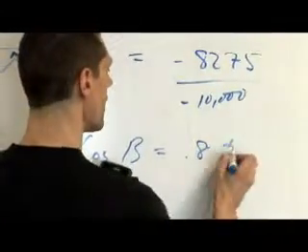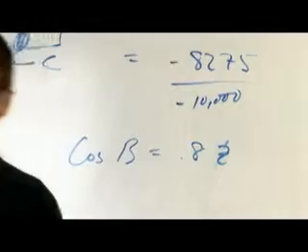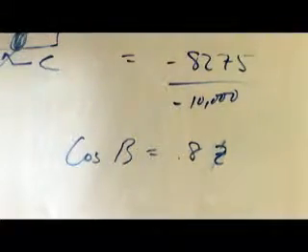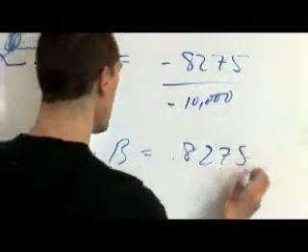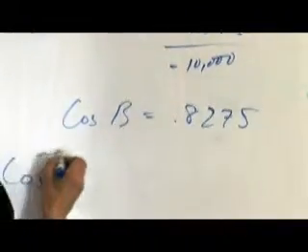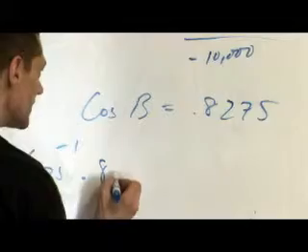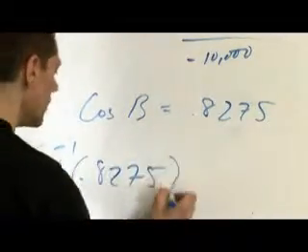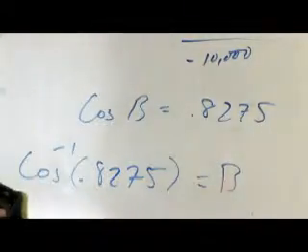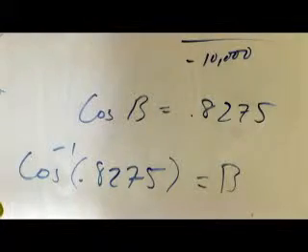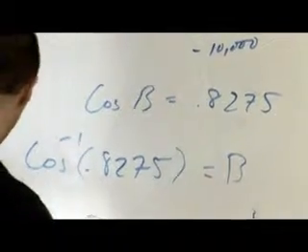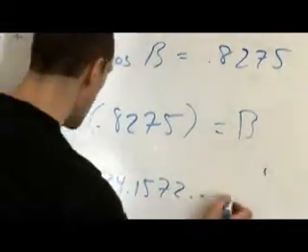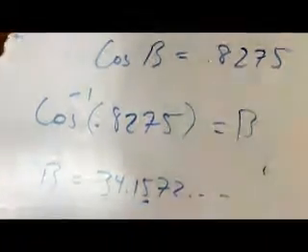0.8275. That means that the arccos of 0.8275 will equal B. And I'm going to punch that up right now, and this tells me that B is 34 degrees. It actually says B is 34.1572 and change.